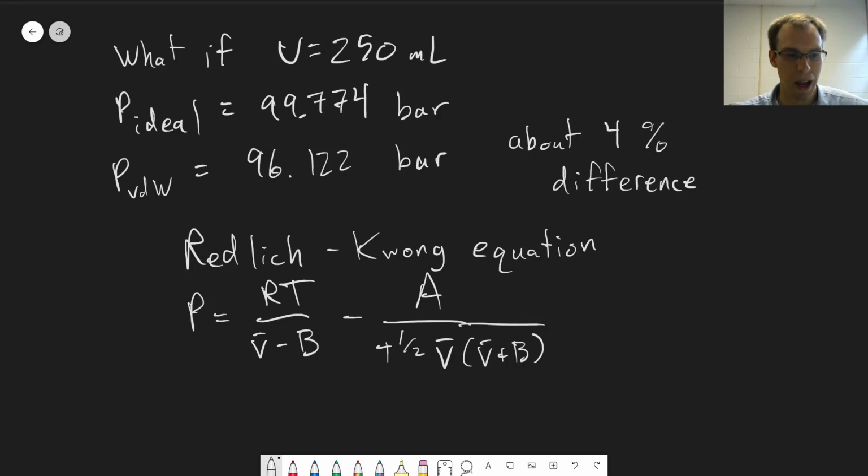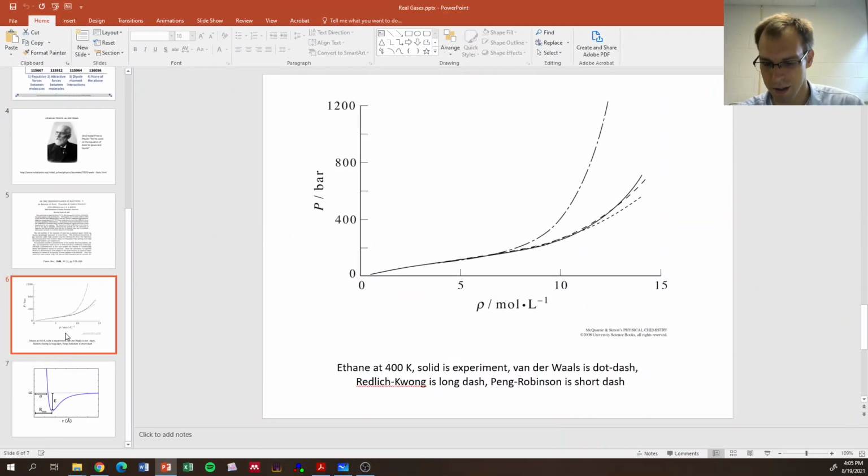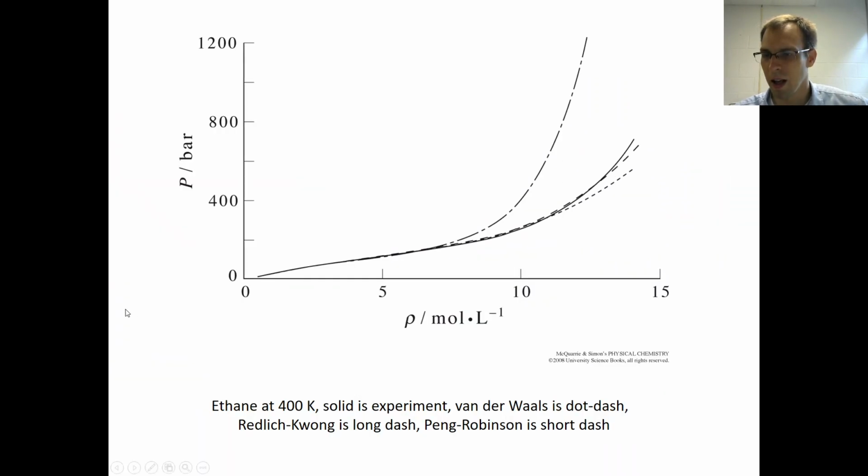And we can see a comparison between the ideal gas law and this Redlich-Kwong equation here in this figure from your textbook. So this is ethane at 400 Kelvin. The solid line is the experimental data, so this line right here. And the van der Waals equation is the dot-dashed line, so this one here. So it works pretty well up to fairly low densities. This is moles per liter in density units here, and we can see the pressure on this axis here.